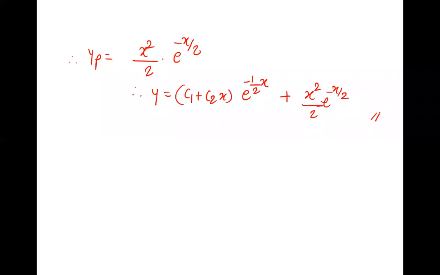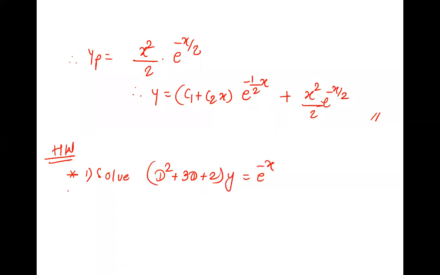Can I give you one homework, please? Please write down. Solve D square plus 3D plus 2 y is equal to e raised to minus x, and second, D cube minus 4D square plus 5D minus 2 y is equal to e raised to x. Okay, these two, okay, enough. Solve them, put your attendance and go for your next lecture.